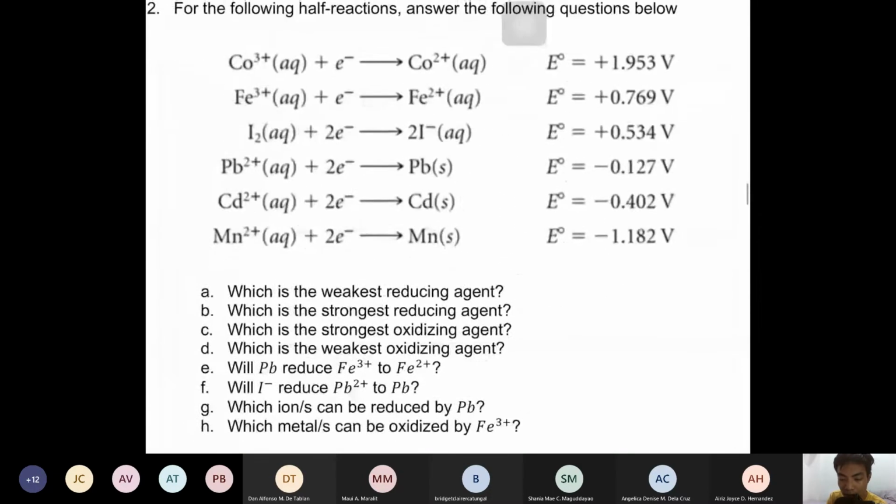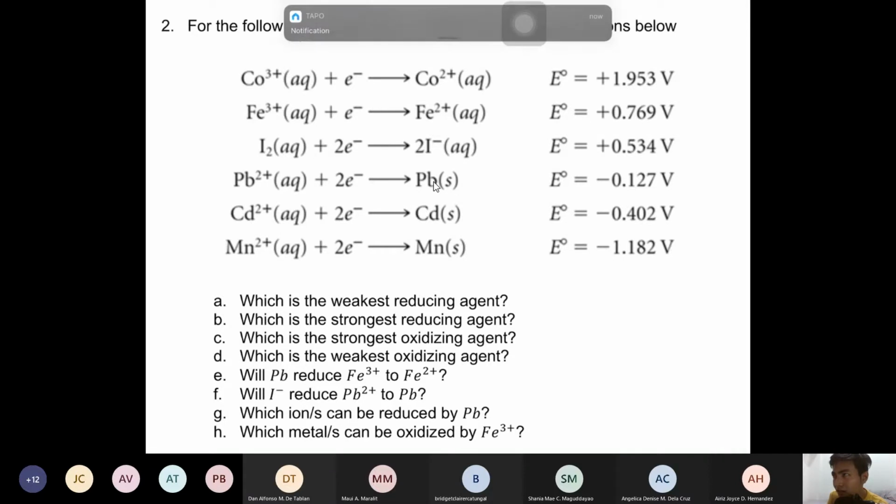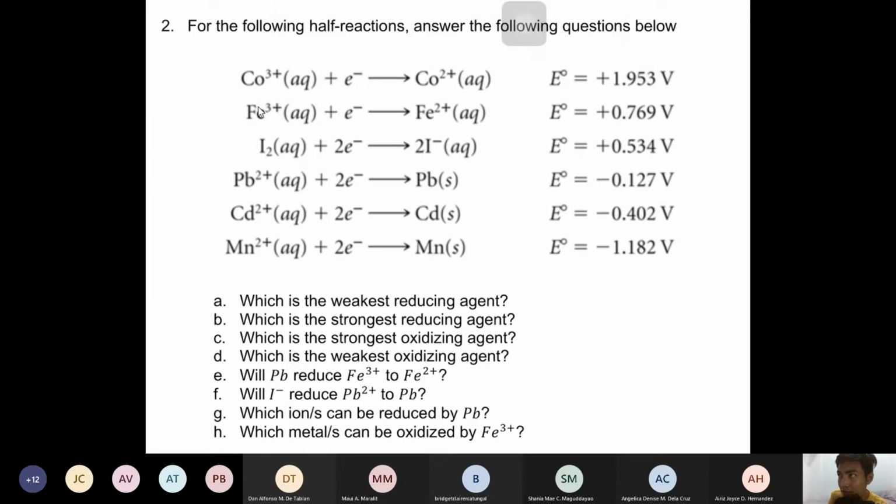Again, diagonal rule. Sagutan natin isang item lang dito. Will lead reduce this to Fe2+? Tignan mo yung lead. Ito yung lead. So, saan pwede mag-react si lead? Ito yung mga nasa taas na left, no? So, ito yon, ito. Cobalt, iron, and I2. Okay, so will lead reduce Fe3+ to Fe2+? Will this react with this?